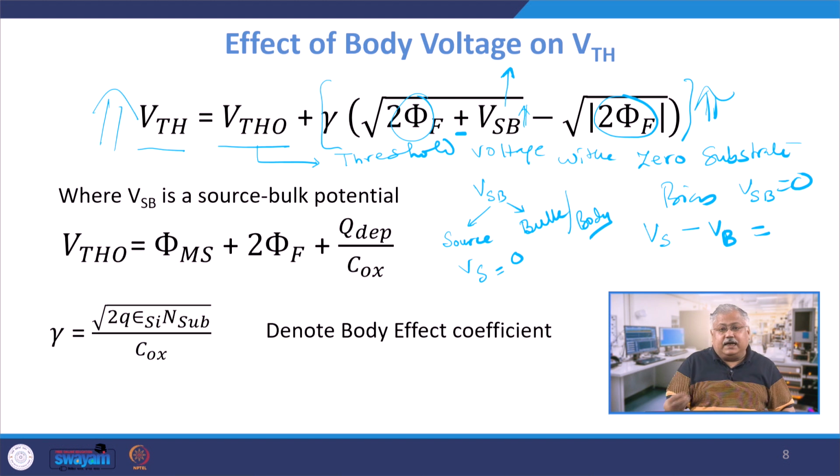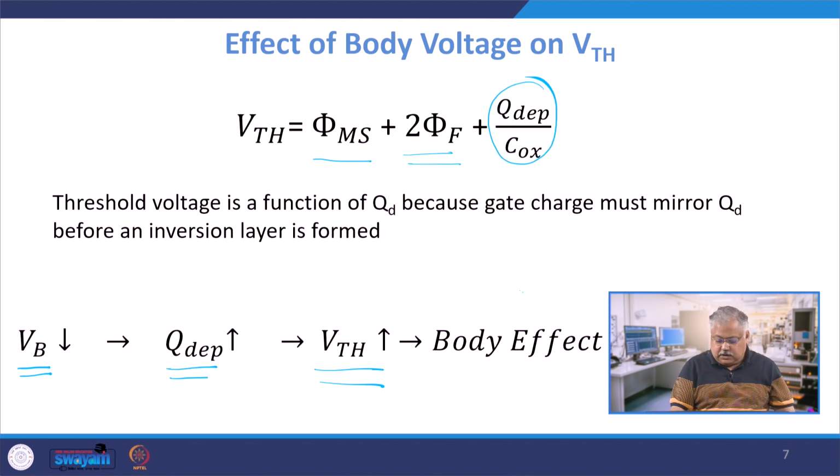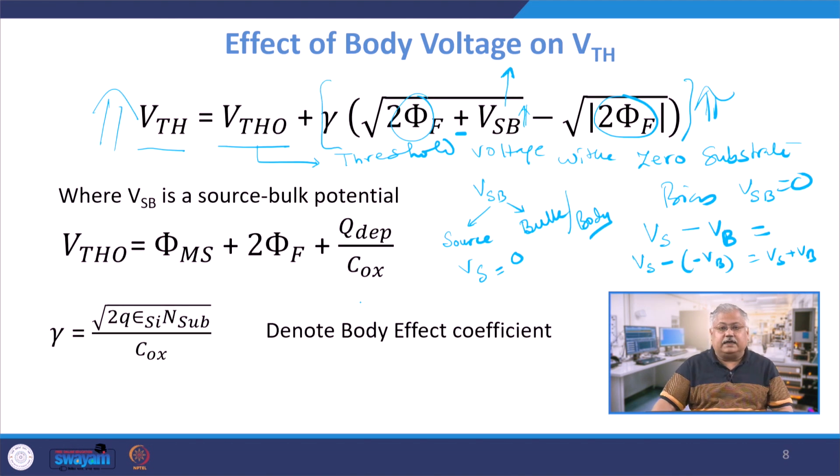If bulk is negative, then VSB will be positive, right? Because this will be Vs minus of minus Vb, and that will be equal to Vs plus Vb. So, in the negative sense, if you go on increasing, VSB will increase and VTH will increase, and that is what we learned in our previous turn. You see this part, right? That is the reason we say that we can change the value of the threshold voltage by simply changing the value of VSB.